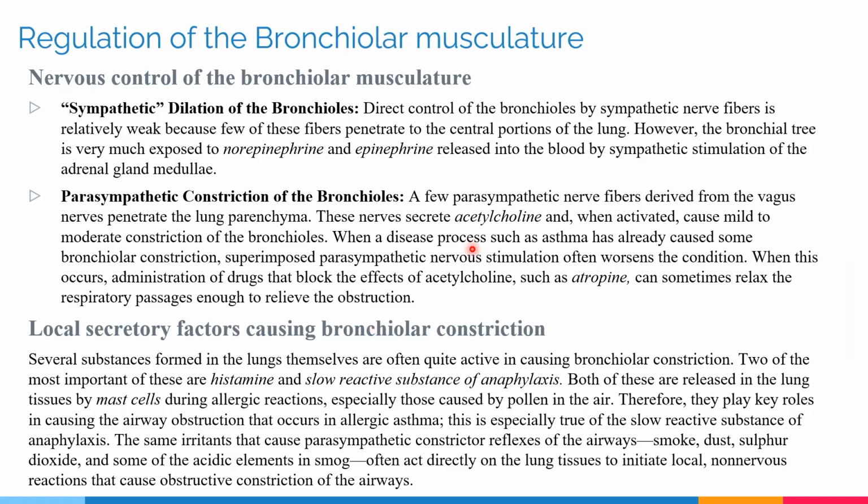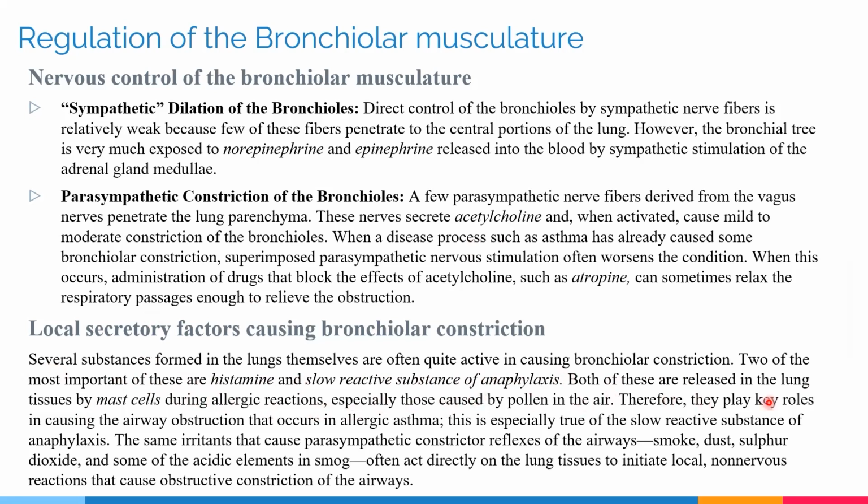This was all about the nervous control of the bronchiolar musculature. We now move on to the second type of regulation, which is via local secretory factors. Several substances formed in the lungs themselves are often quite active in causing bronchial constriction. Two of the most important of these are histamine and slow reactive substance of anaphylaxis.